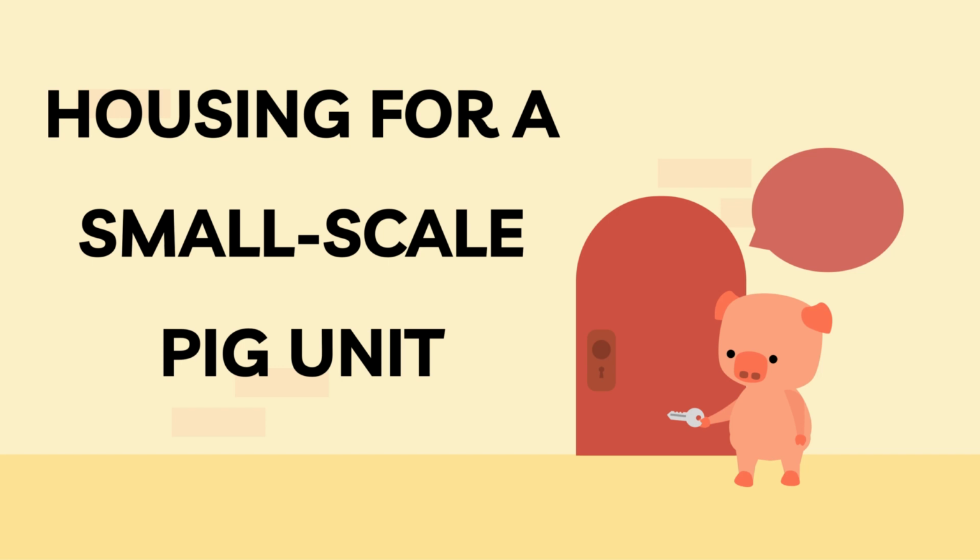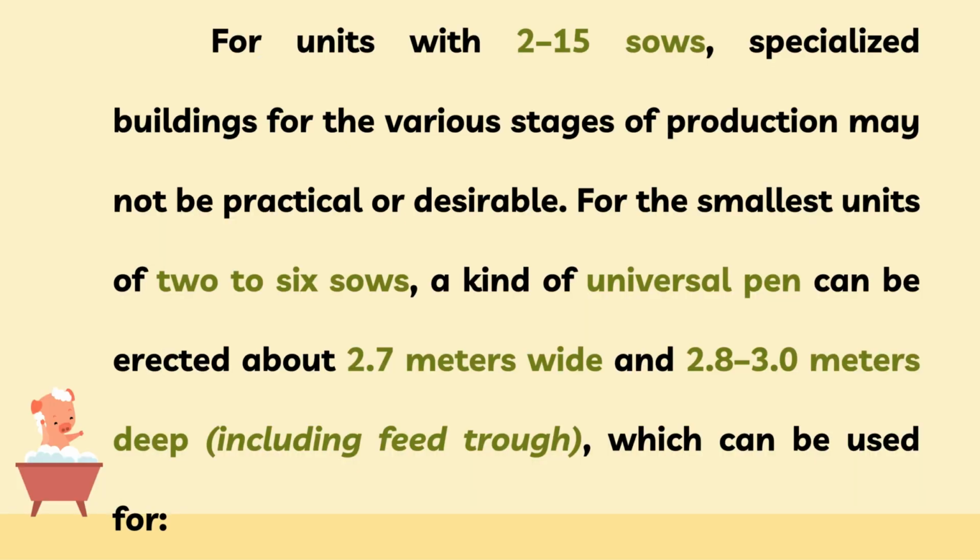Housing for a small-scale pig unit. For units with 2 to 15 sows, specialized buildings for the various stages of production may not be practical or desirable. For the smallest units of 2 to 6 sows, a kind of universal pen can be erected about 2.7 meters wide and 2.8 to 3.0 meters deep, including feed trough, which can be used for 1.